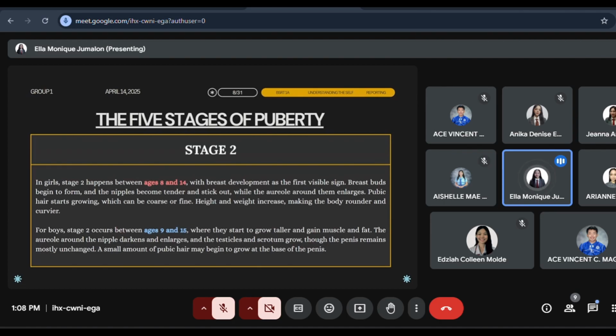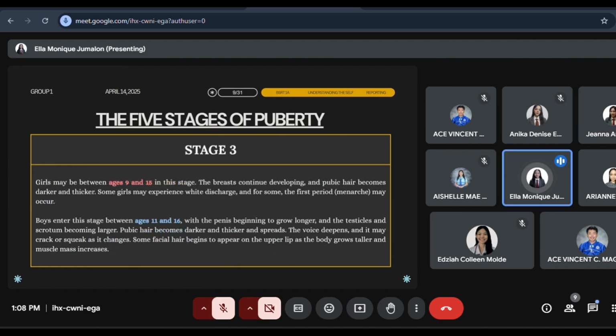For boys, this stage usually happens between the ages of 9 and 15. Their bodies begin to grow taller, and the shape starts to change as muscle tissue and fat develop. The areola, which is the darker skin around the nipple, gets darker and larger. The testicles and scrotum grow, though the penis usually doesn't change much yet. A small amount of pubic hair may start to appear at the base of the penis.